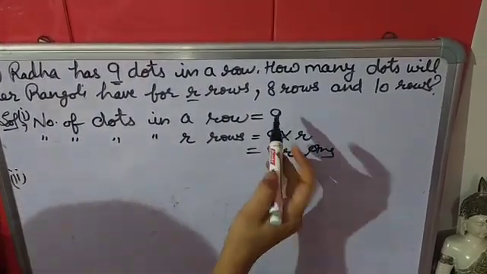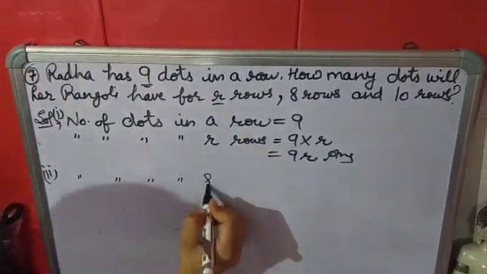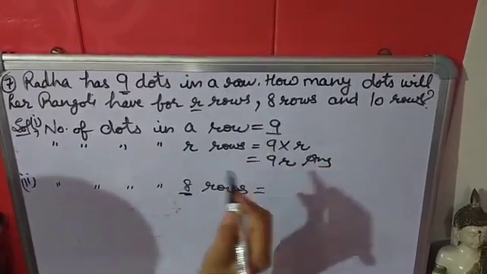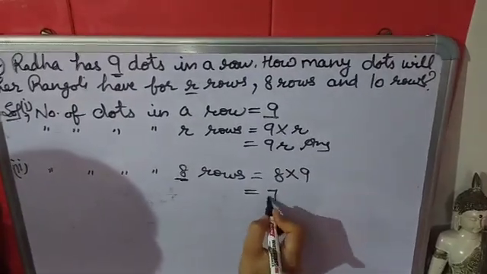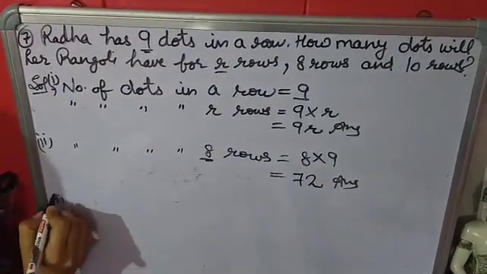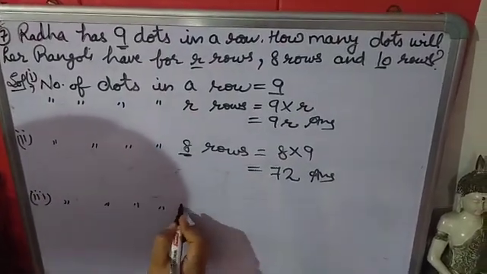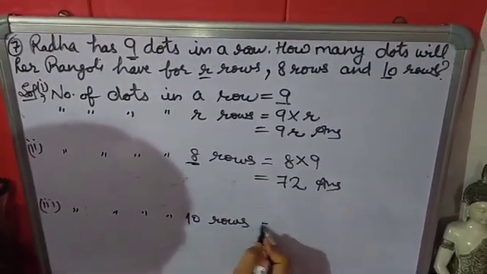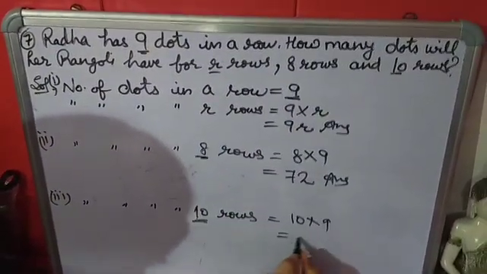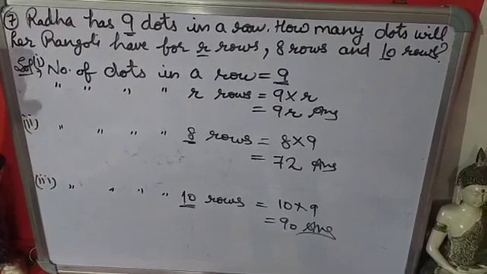Now in the second case you have to find the number of dots in 8 rows. For 8 rows you will multiply 8 and 9. 8 nines are 72 dots. Now in the third case you have to find dots for 10 rows. So the number of dots in 10 rows: this 10 will be multiplied by this 9. 10 into 9, there will be 90 dots. So like this you have to find 3 different solutions.